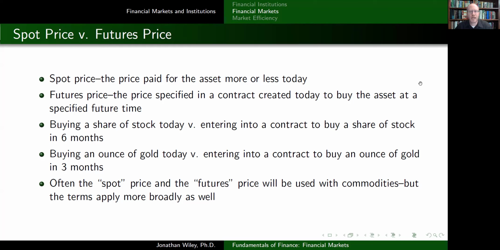So if I enter into a contract today, so I sign on the dotted line today, and I promise to buy the asset, say, in 6 months, then the price that's specified in that contract that I will pay in 6 months, that would be the futures price. Now, that means there's a difference in how this plays out for people. If I buy a share of stock today, then I have it, and whatever happens to the price over, say, the next 6 months is going to reflect my gains, or losses.